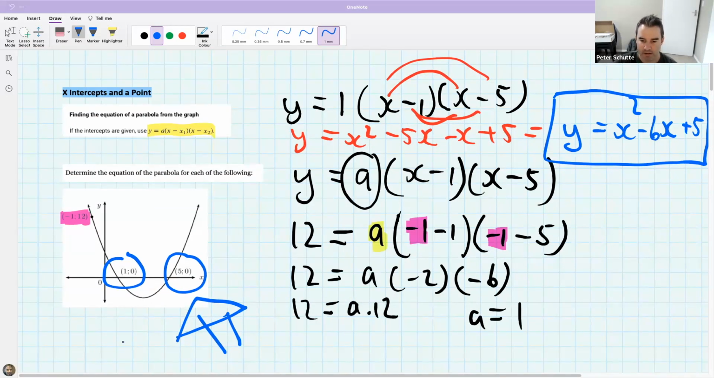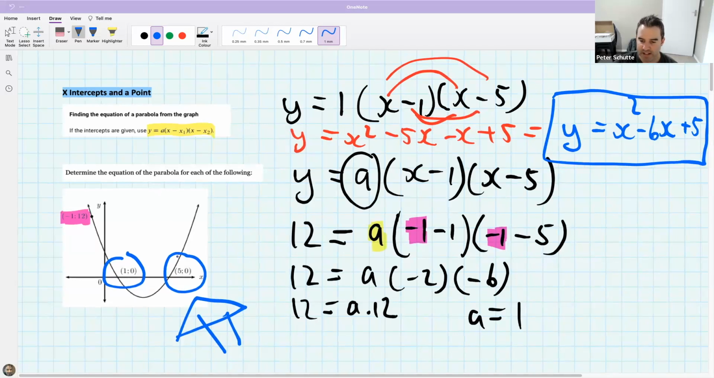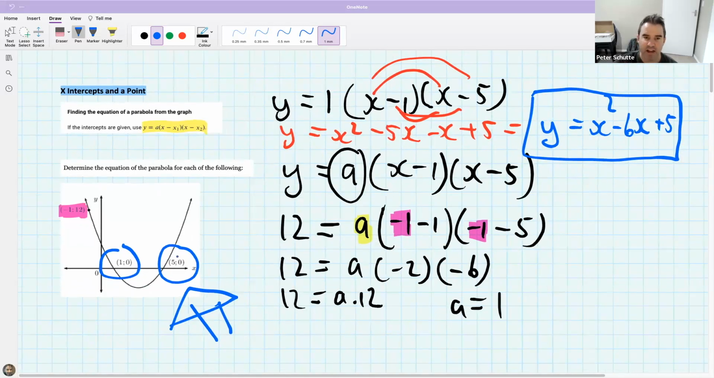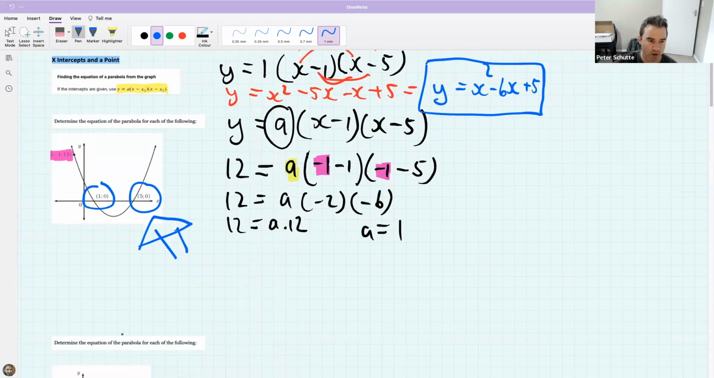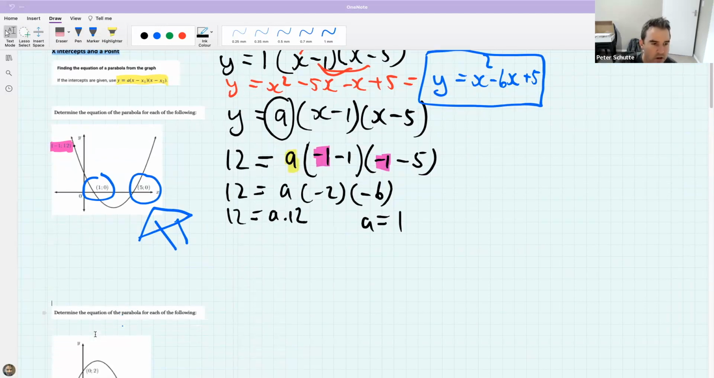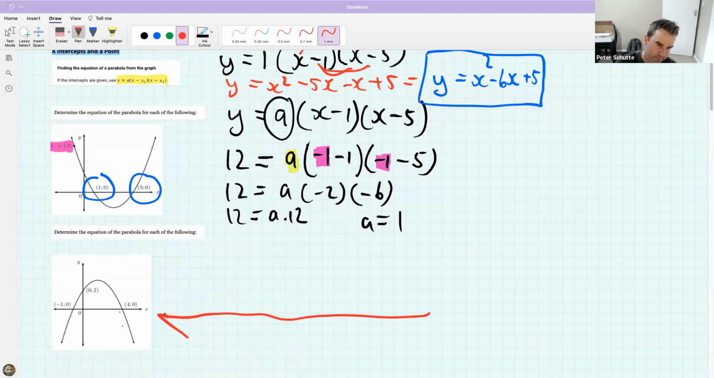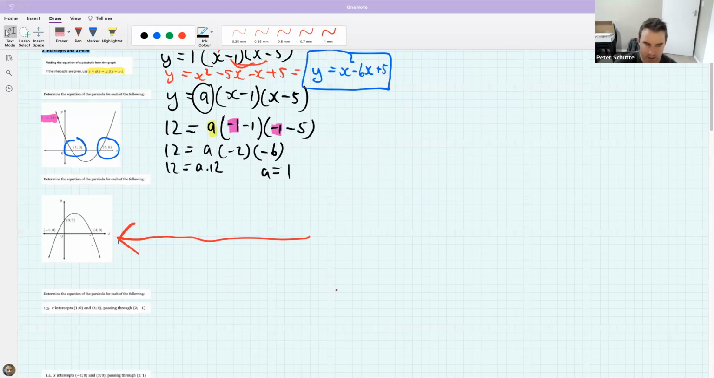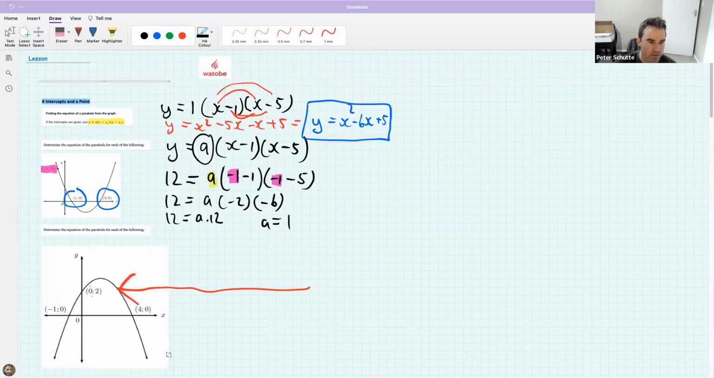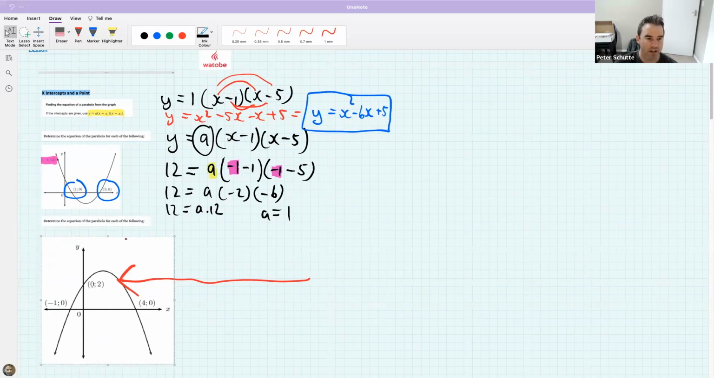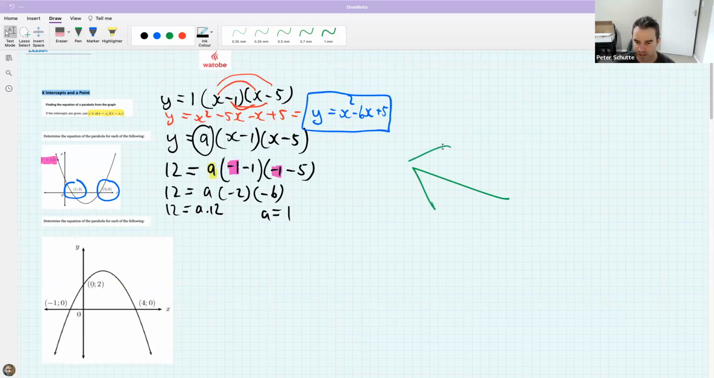So the way we find a is that we plug in the other point that we are given. So what I'm going to do now is leave this on the board, and I want you to find me the equation of this parabola down here. I'll leave what's on the board so that you can look at it, and I'll try and make this a little bit bigger. Find me the equation of this parabola, and you can mimic the method that is up here if you feel unsure.